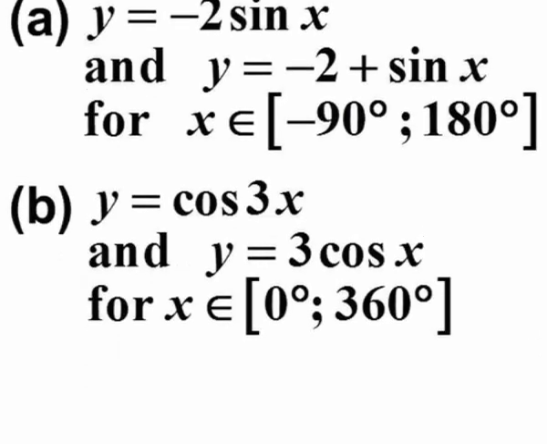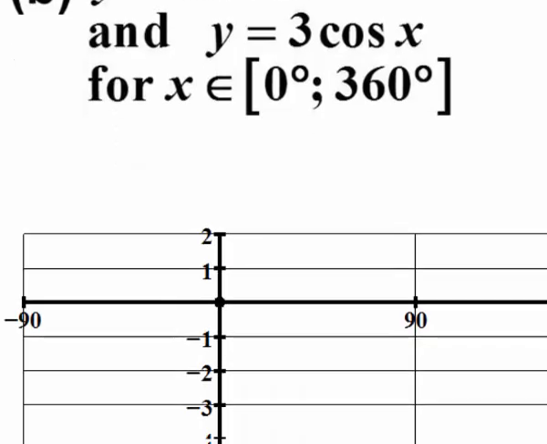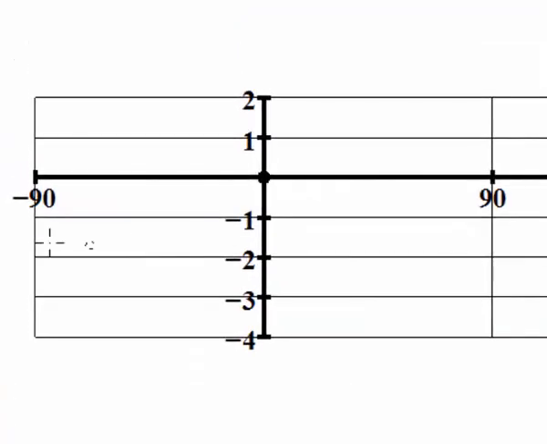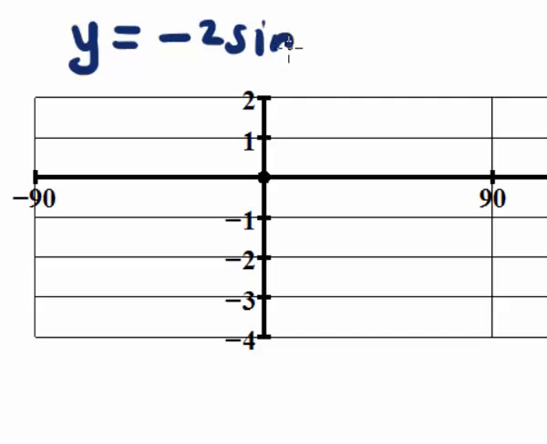Okay, people, let's have a look at number A. Y is equal to, I'm just going to write the graphs here for A. Let's just do them quickly. The graphs that we're sketching are going to be negative 2 sine x. Let's look at that one first. Negative 2 sine, and we're going from minus 90 to 180.